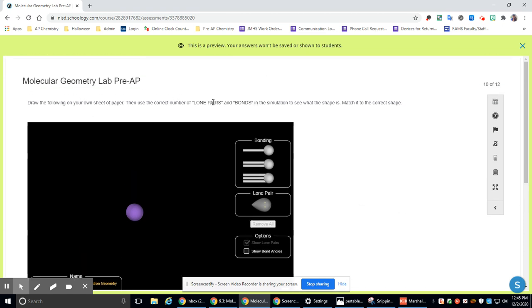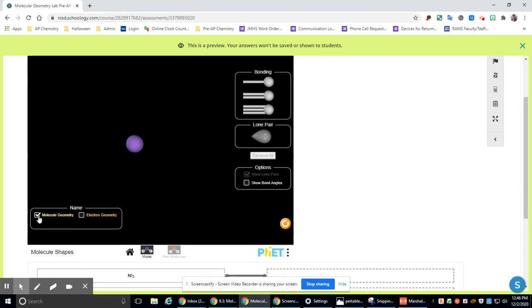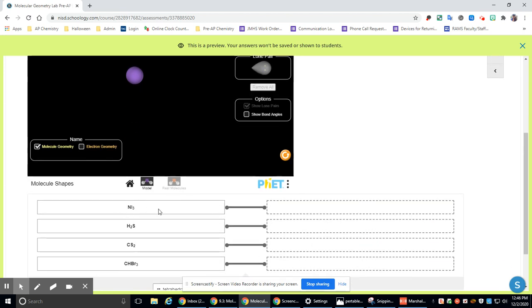own sheet of paper, then use the correct number of lone pairs and bonds in the simulation to see what the shape is. So that means that you do need to have this box checked right here, the molecule geometry. And then we're going to be using the single bonds and the double bonds and the lone pairs in order to figure out what the different shapes are. So for our first one, we have NI3.